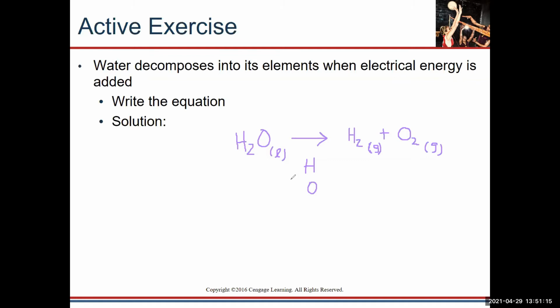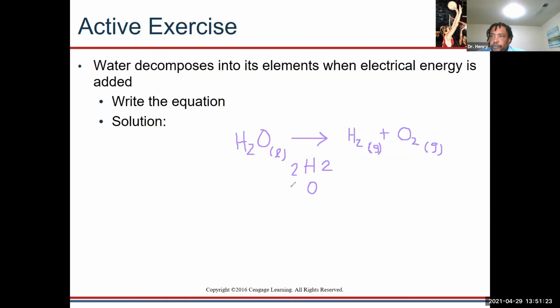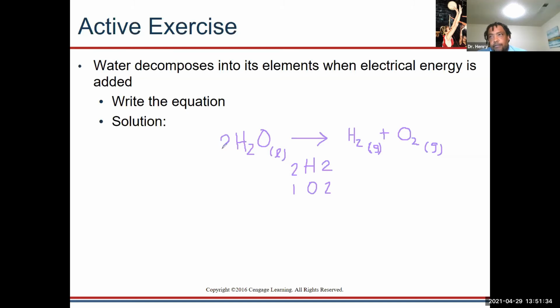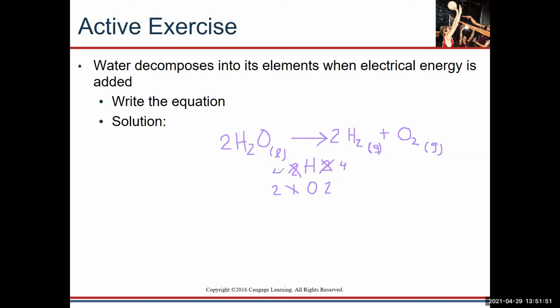There's two hydrogens and two, and 1 and 2. Okay, so what do I need to do now? Add a 2 in front of the water on the reactant side. And then add a 2 in front of the hydrogen gas on the product side. Okay, are we balanced now? Yes. Good.